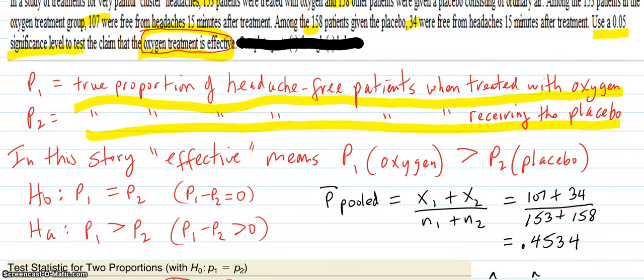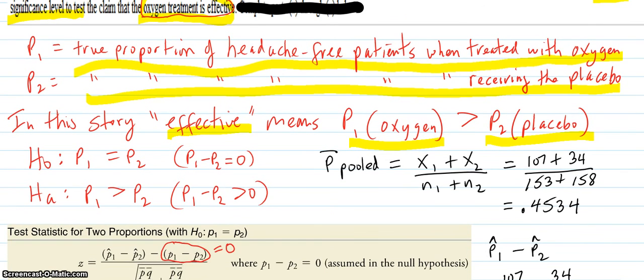So in this story, effective is what we're looking for, and that means that the oxygen proportion is greater than the placebo. That's what we want to show. So we're committed to a one-tail test. H0 has equals always. That also means that the difference is hypothesized to be 0. The alternate is that P1, the treatment with the oxygen, is greater than the placebo proportion, which also means that the difference is alternately being greater than 0.